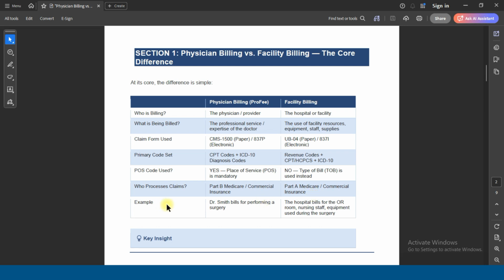We will see one example related to physician billing or profee coding. Dr. Smith bills for performing a surgery. Basically, using physician billing or profee coding, we will code for the physician service. For facility billing, the hospital bills for the OR room, nursing staff, and equipment used during the surgery. So that is the difference between physician billing as well as facility billing.